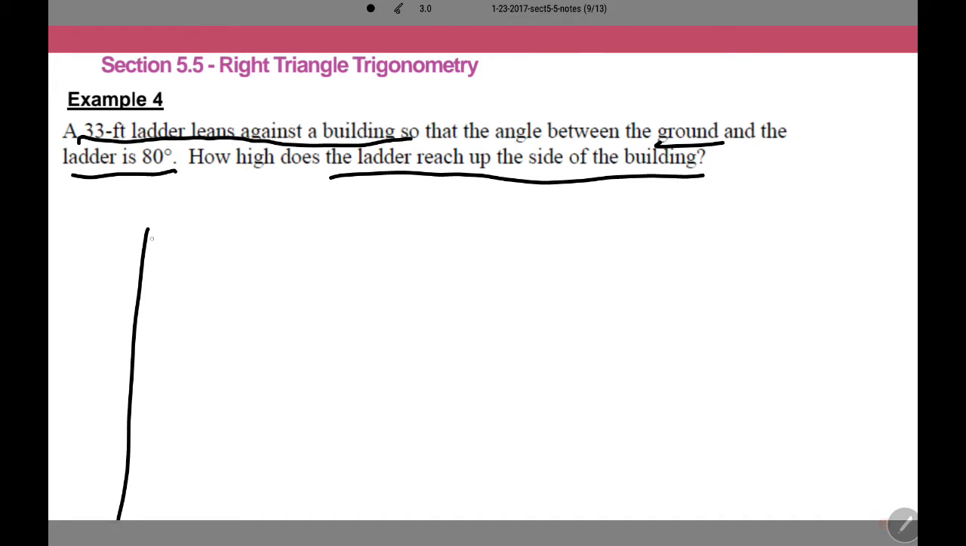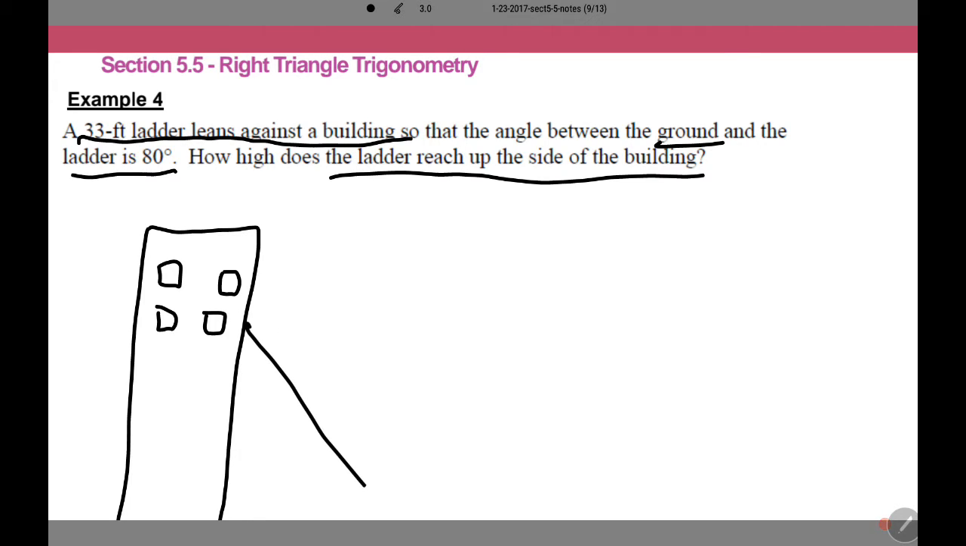So we draw our little building here. This is critical, right? Getting a good drawing. And we've got a ladder leaning up against it. Here's the ground. And this angle is 80 degrees. This is 33. This is the height.